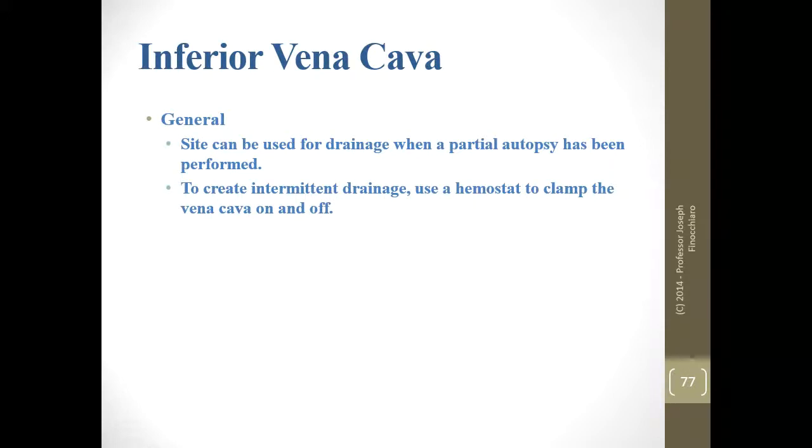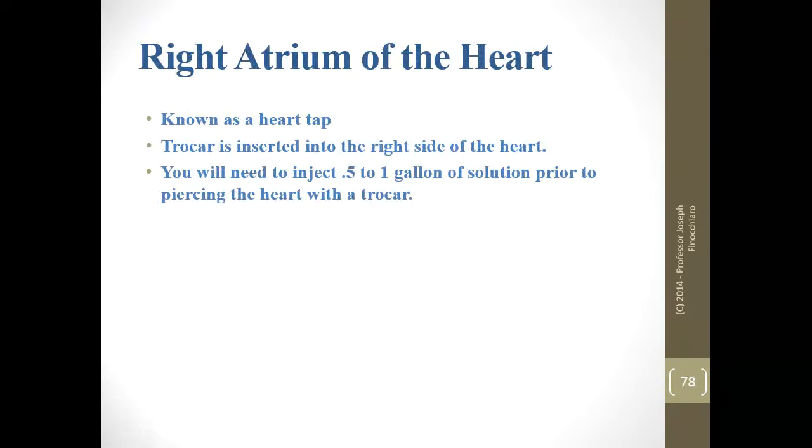The inferior vena cava, a site that can be used for drainage when a partial autopsy has been performed, to create intermittent drainage. Break out the hemostats and clamp them on and off. Right atrium of the heart, direct heart drainage, the old heart tap. Trocar is inserted into the right side of the heart.